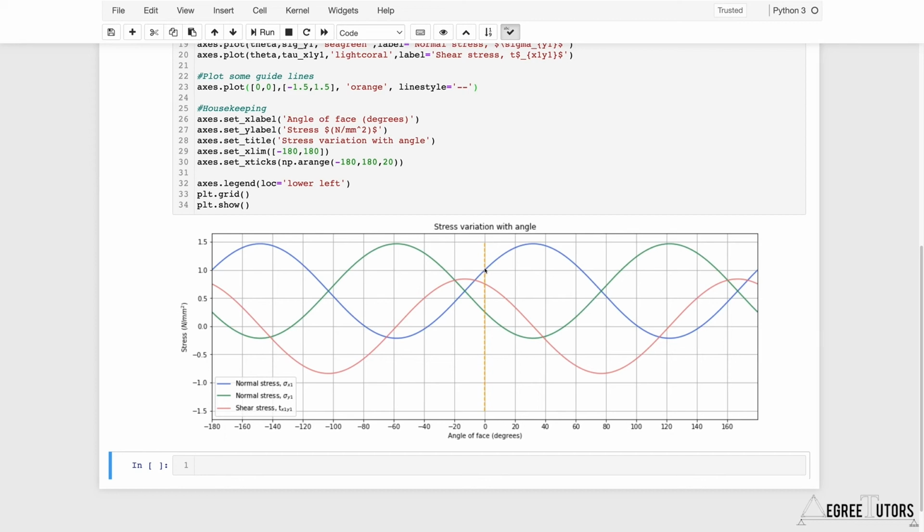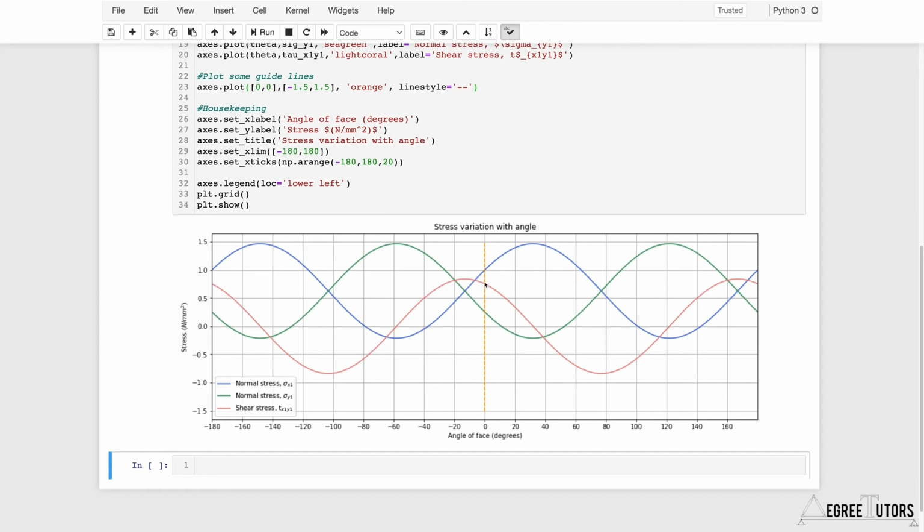We said that sigma y was going to be 0.25, so that's the green line. Let's go down and we can see, sure enough, sigma y at theta equal to 0 degrees is 0.25, halfway between 0 here and 0.5 up here. And our shear stress, tau xy, is going to be 0.75. Here we are. So again, yeah, that's 0.75.